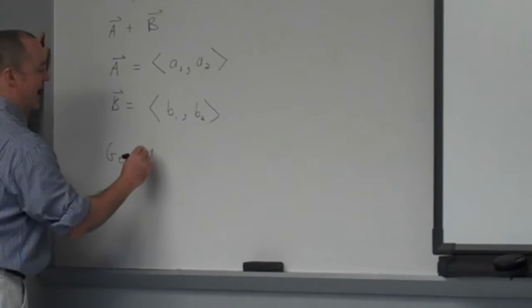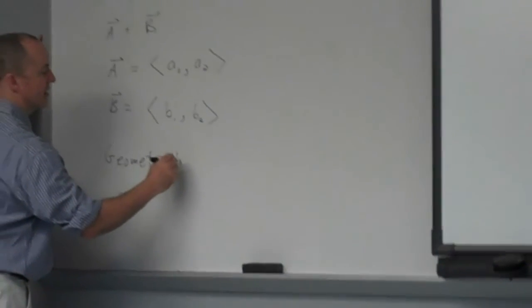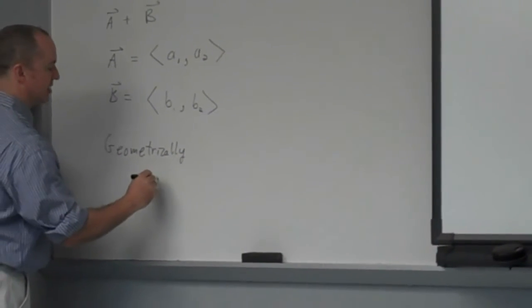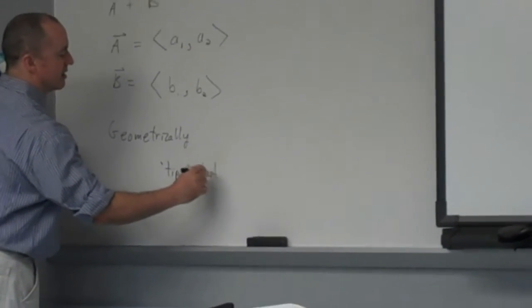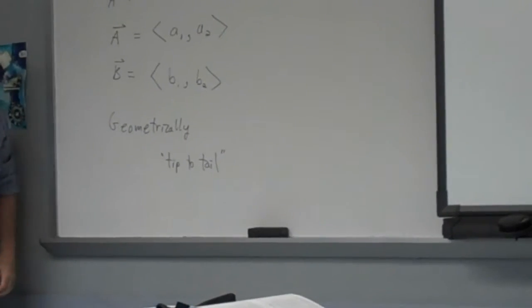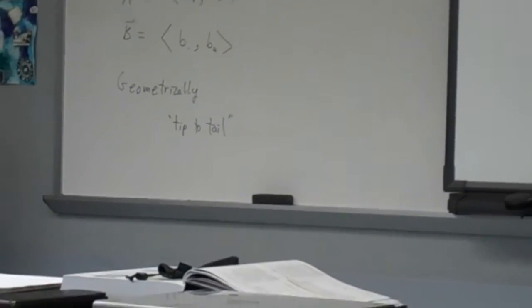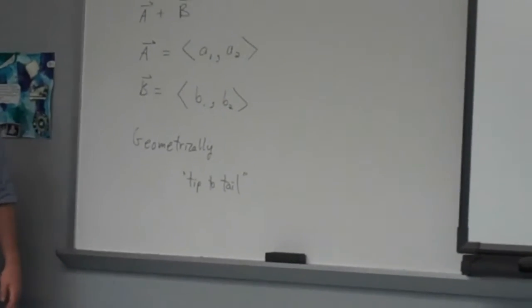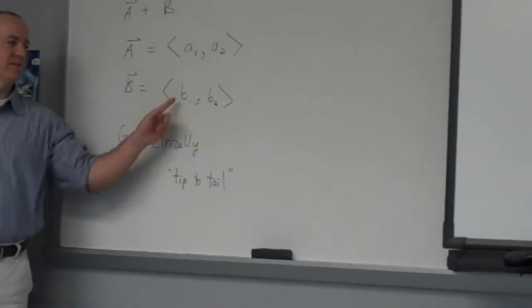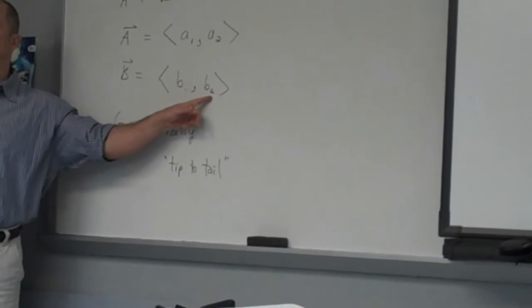Okay, geometrically, these vectors are added what's called tip to tail. You can do this by drawing them. There's a faster way, but I want you guys to see what's going on first. Any questions on A sub 1, A sub 2, B sub 1, B sub 2?